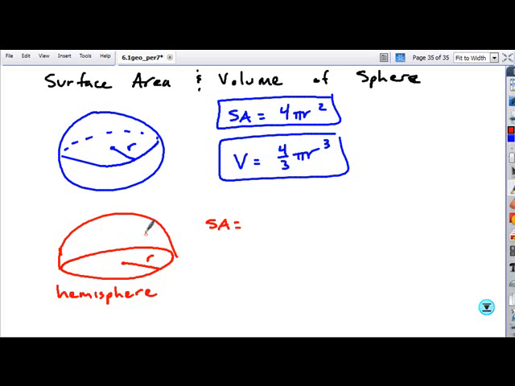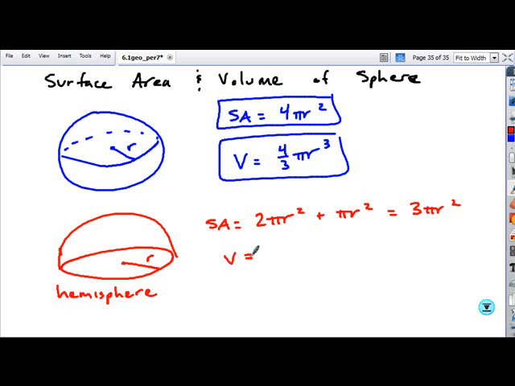So the curved portion is going to have a surface area of what? It's half of that of a sphere, right? So half of 4 pi r squared is going to be 2 pi r squared. But then you also have to add in this flat base. And what shape is that base? A circle, which is given by pi r squared. So what do you get as your total surface area for a hemisphere? 3 pi r squared. Okay. So again, be aware of that distinction.